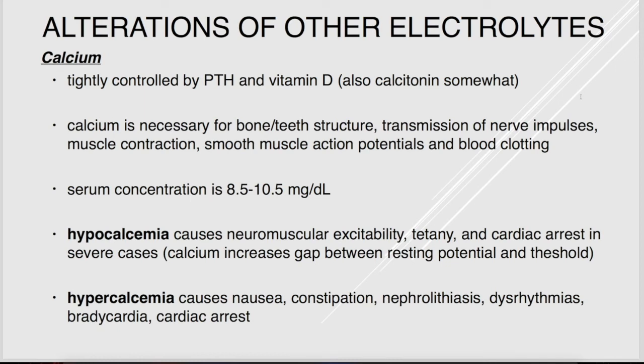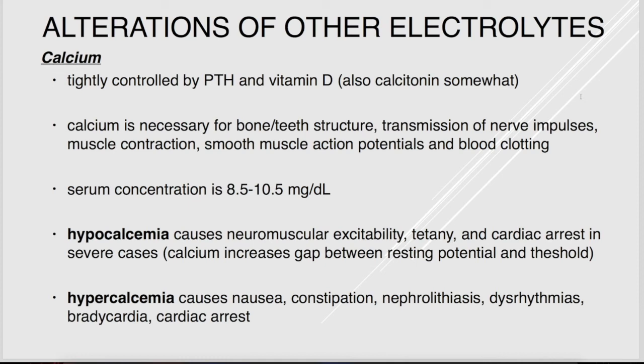Okay, so calcium. Calcium is controlled mostly by parathyroid hormone, which comes from the parathyroid glands, but also vitamin D. Vitamin D is very important. And basically the job of both parathyroid hormone and vitamin D is to increase the amount of calcium in the blood, increase serum calcium levels. Calcitonin's job is actually to take calcium from the blood and put it back into the bones, but it's really not that important of a hormone.